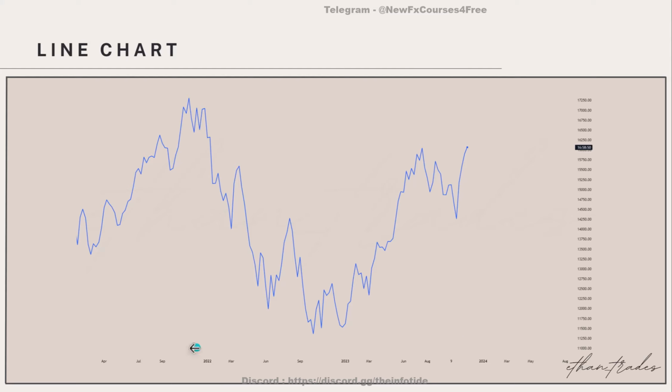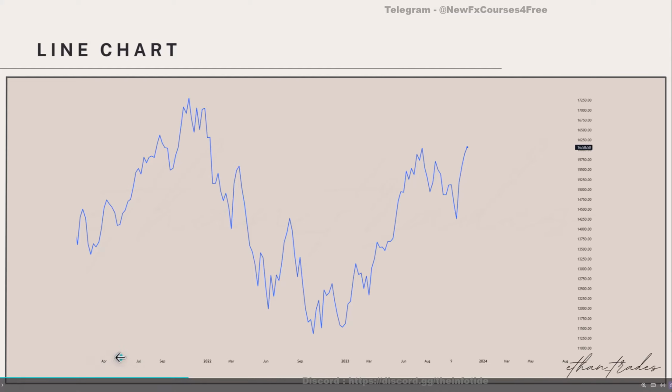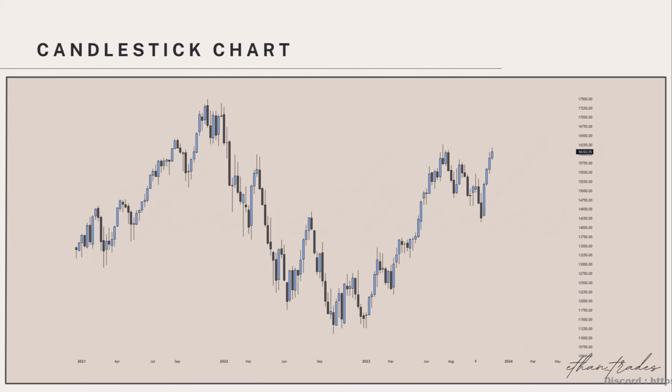So once again, on any chart, on the bottom, you will see that there is an x-axis, which is delineating time, and then the y-axis here is delineating price. If you're more experienced, you've probably heard of candlestick charts already. This will be the type of price chart that we will be using throughout this entire mentorship.